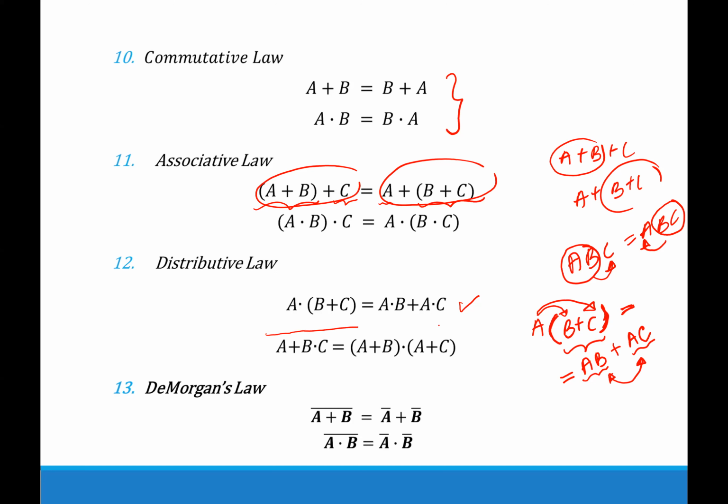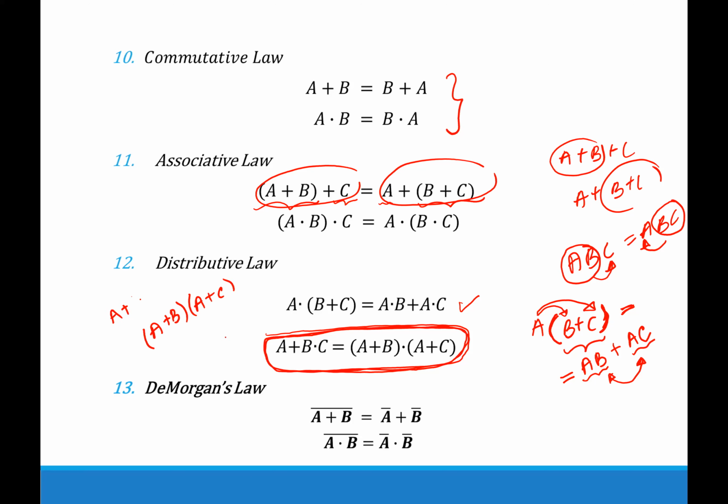And here the next one is another important relationship. Now here we have A plus BC, right? If we have A plus BC, we can simplify this one as A plus B times A plus C.